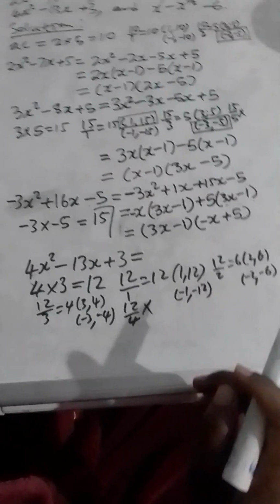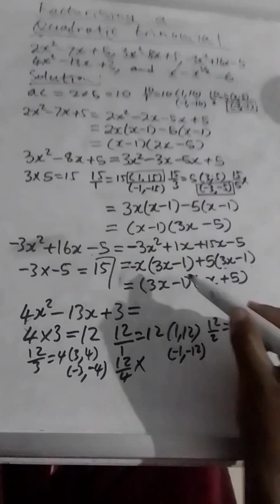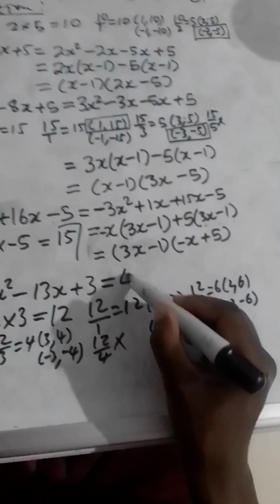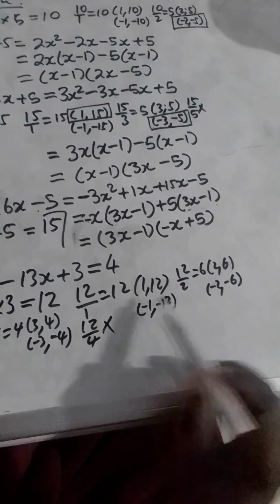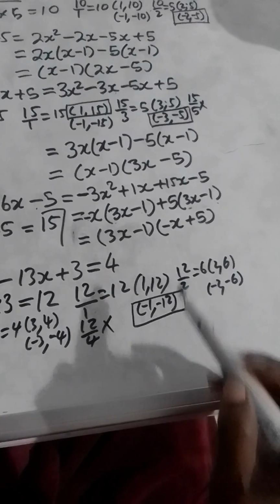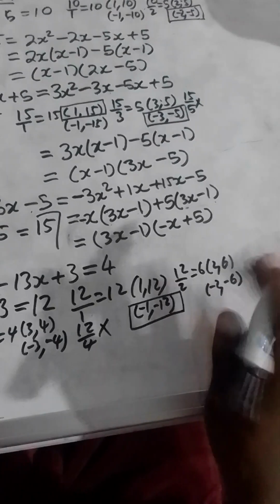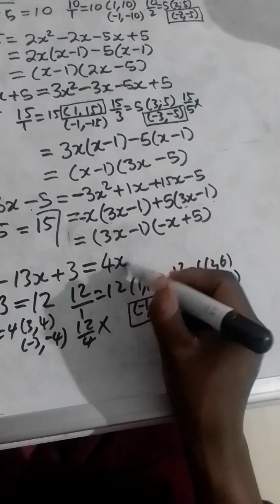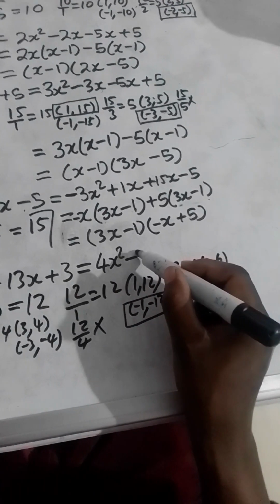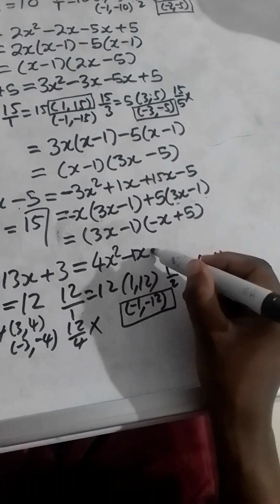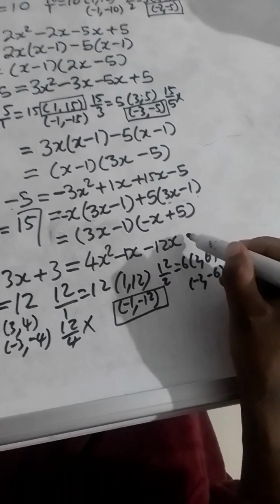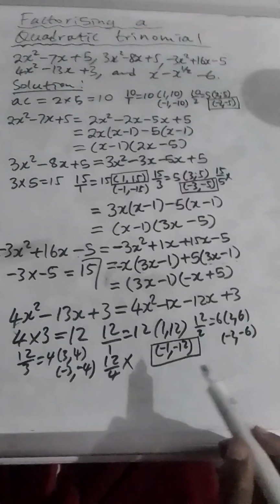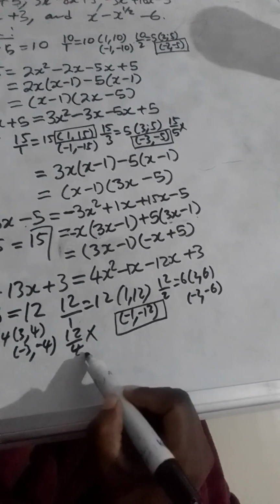So now we are running out of space. But now we have found factors, right? Let's find which ones will give us negative 13. And if you check carefully, it is negative 1 and negative 12. So we have step 1 done. Second step is to take this and break the 13 according to the factors. So negative 1x, negative 12x plus 3. Now that we have split this, that is the second step. We split the bx according to the factors. We are ready to go on.